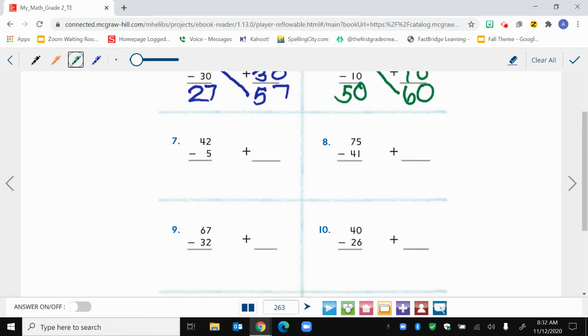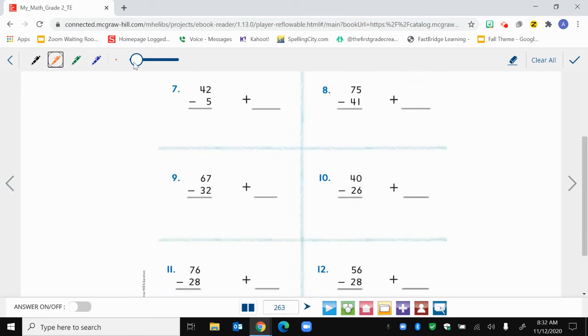Okay, let's look at number 7. For number 7, it was 42 minus 5. Well, you should have looked at the ones side first. You would have seen 2 minus 5, which you cannot do. So you should have borrowed from this 4 and made it a 3 and added 10 to that 2 to make it a 12. Then you would have done 12 minus 5. Well, 12 minus 5: 11, 10, 9, 8, 7. You would have got 7. And then 3 minus nothing would have been 3, so you would have got 42 minus 5 is 37.